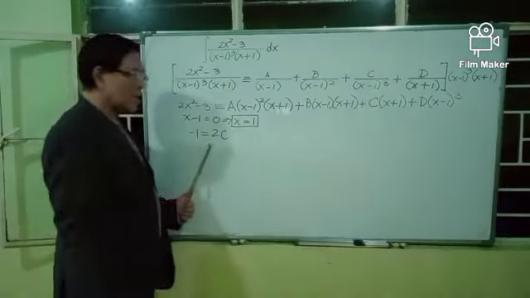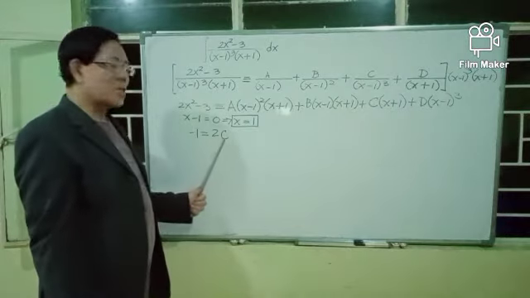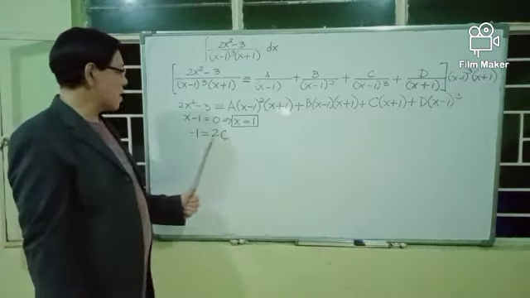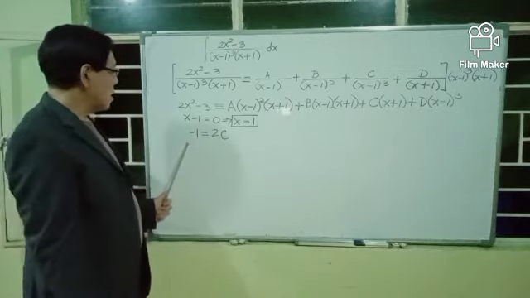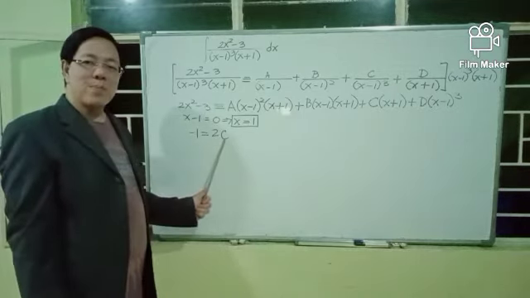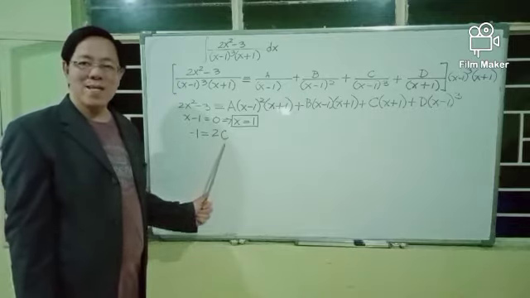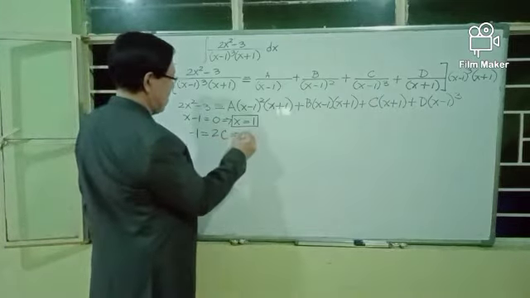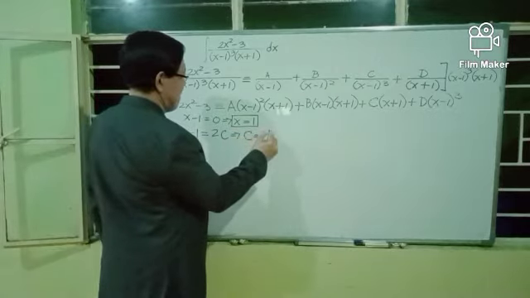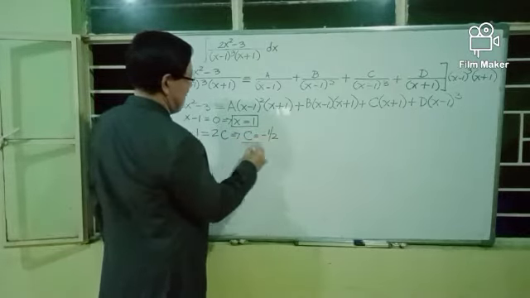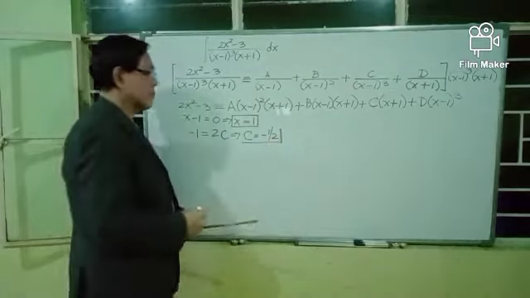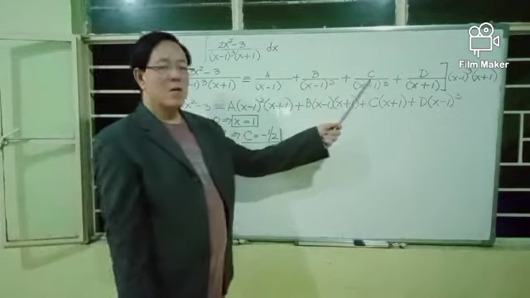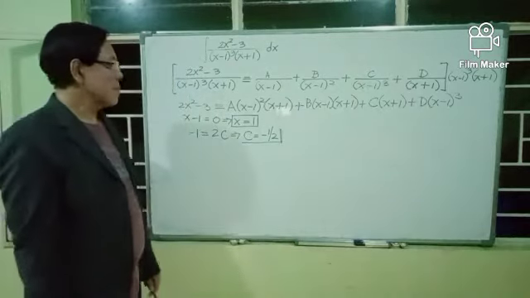Therefore, we simply get this equation, negative 1 equals 2c, from which we can solve for c by dividing both sides by 2. And negative 1 equals 2c implies c is equal to negative 1/2. So we have found one value of the 4 constants, the value of c.